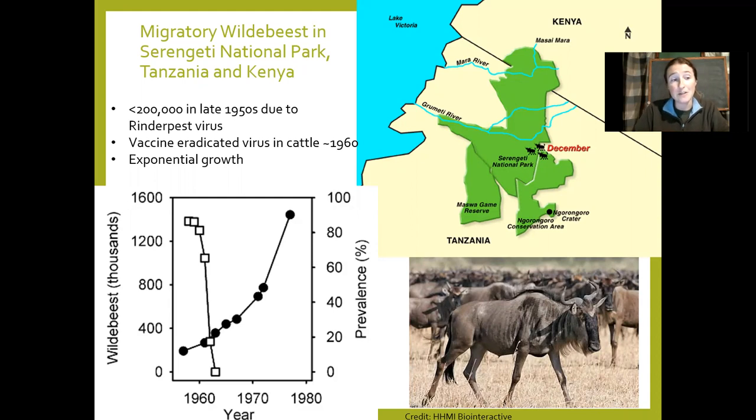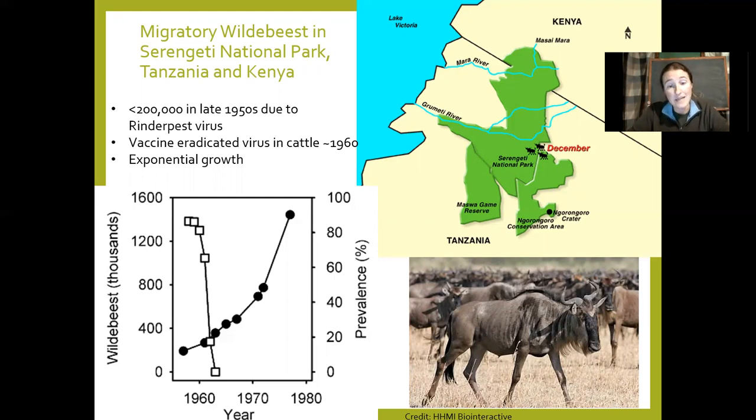And initially, the populations were pretty low, right? So we're talking like less than 200,000 of these individuals. He wanted to know why the populations were so low, and it turns out that their population was being limited by a virus. Specifically, this is called the Rinderpest virus. It is actually transmitted and very prevalent within cattle populations. And so every once in a while, there is a huge wave of this virus that decimates both the cattle populations and, of course, the wild populations nearby.